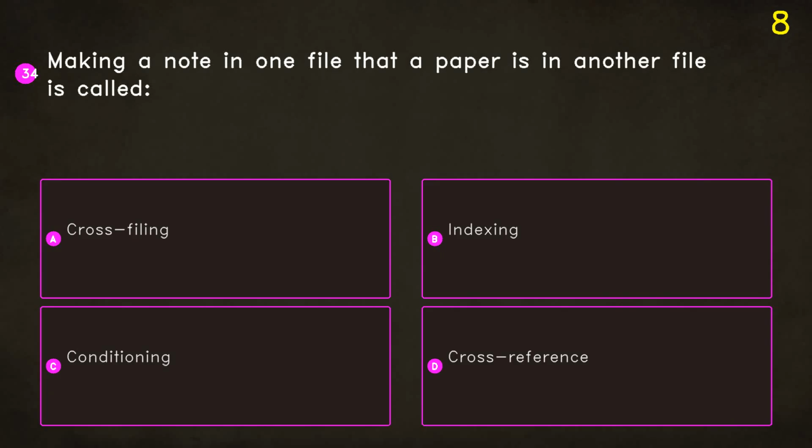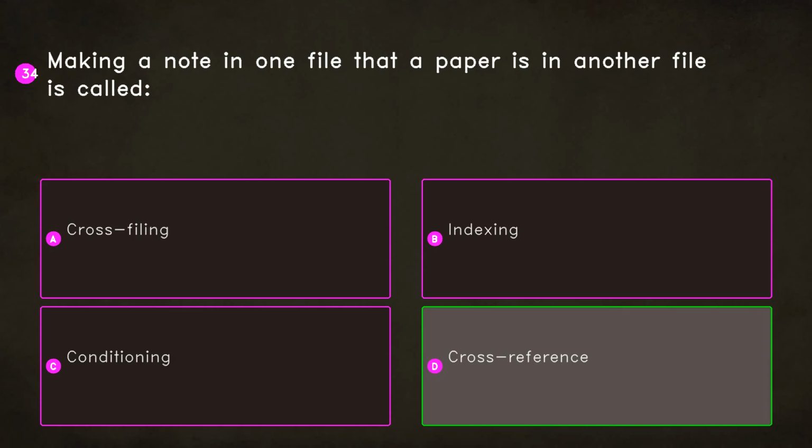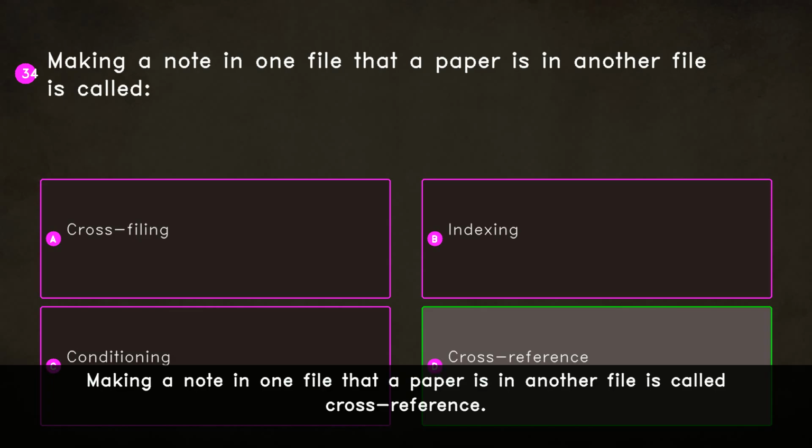Question 34. Making a note in one file that a paper is in another file is called A. cross-filing, B. indexing, C. conditioning, D. cross-reference. The correct answer is cross-reference. Making a note in one file that a paper is in another file is called cross-reference.